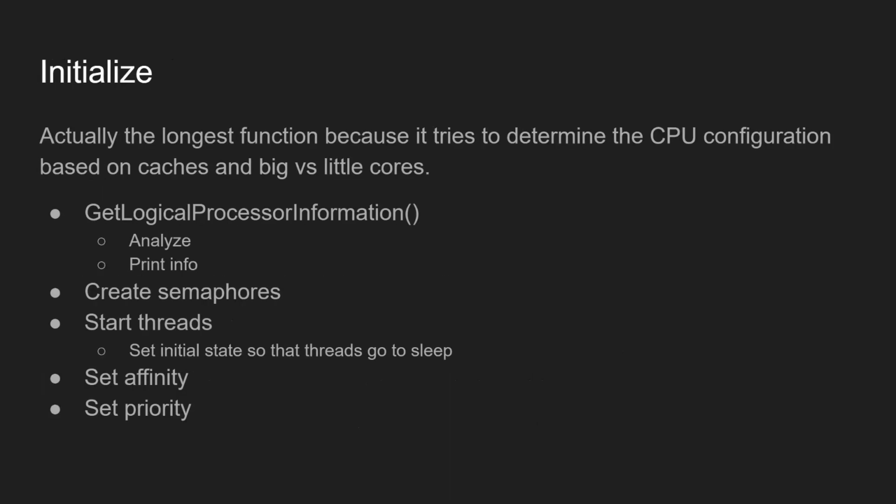Initializing the parallel library is actually the longest function of all of them. This is due in large part to the analysis of what threads should be run on which cores and what the clusters are, etc. There's also various setup stuff that needs to be done. For example, creating the semaphores, starting the threads, and setting the affinity of the threads to particular cores and the priorities of the threads. Honestly, it's not that much code, and more speaks to how little code everything else requires.